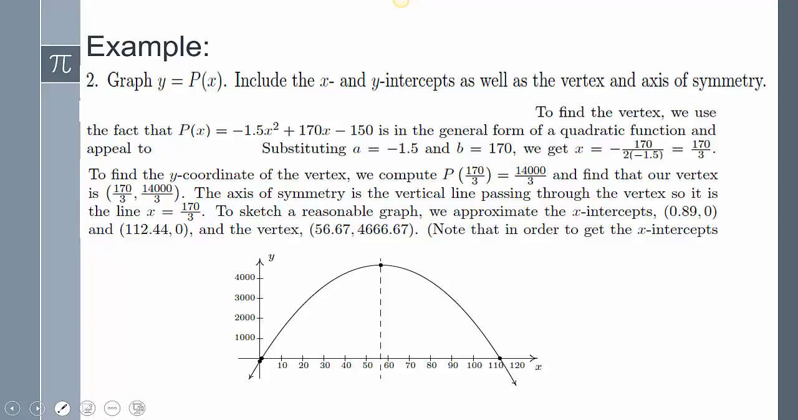Now if I look at this graphically, you also notice that the vertex is my maximum, and that's something we're going to take a look at later. Notice I labeled my x and y intercepts, there's my other x intercept, there's my vertex, and I drew in my axis of symmetry, which makes both sides of the graph perfectly symmetric.